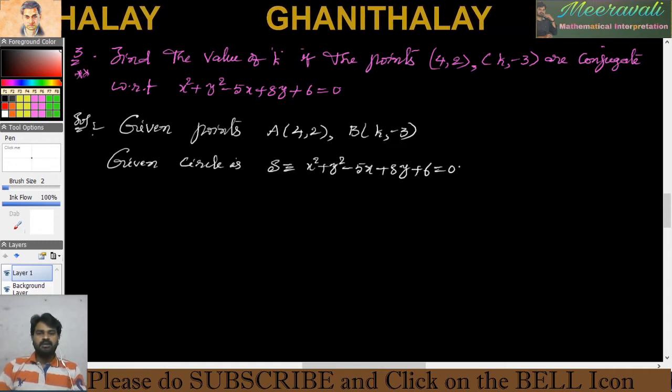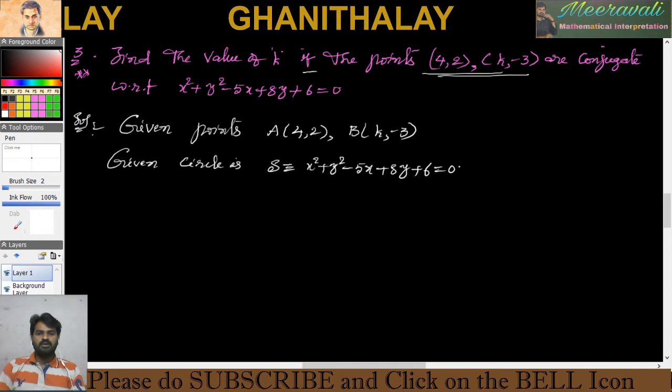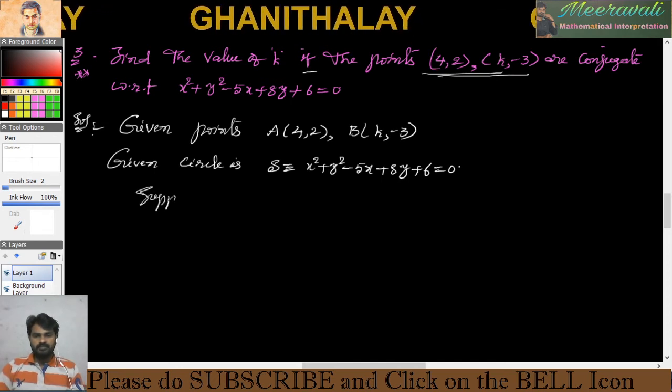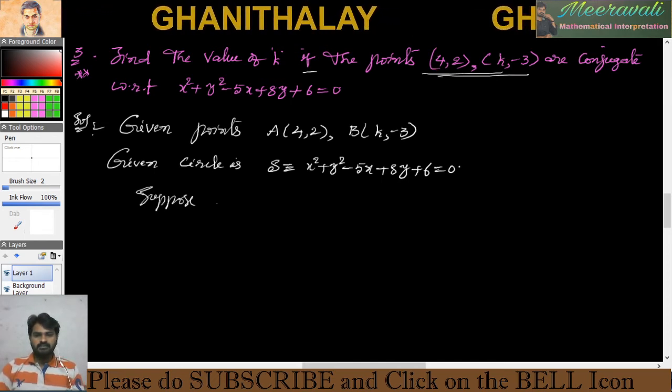Now what is given here? If the points are conjugate, that means suppose we have to take A and B are conjugate.